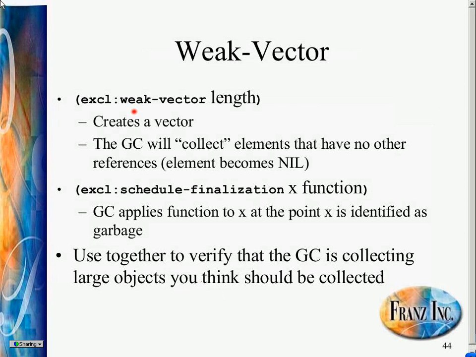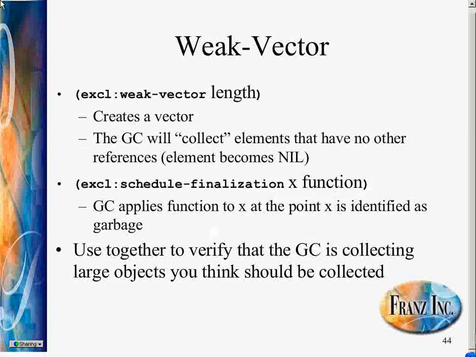A couple of specialized functions. There's something called a weak vector, which can point to objects, but that pointer doesn't constitute a reason for keeping the object alive. So when the object can be garbage collected, that is disposed of, and then the link in the weak pointer is converted to nil. You can also schedule a finalization on an object. X is the value of X is some object, and function is a function. When X is garbage collected, the function will be run. There's an example of both of these in the documentation.